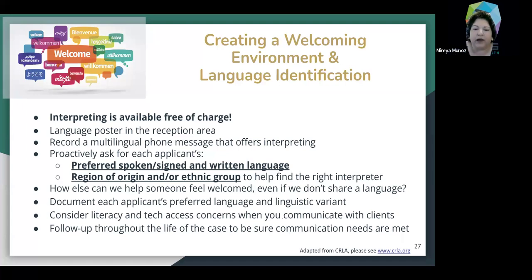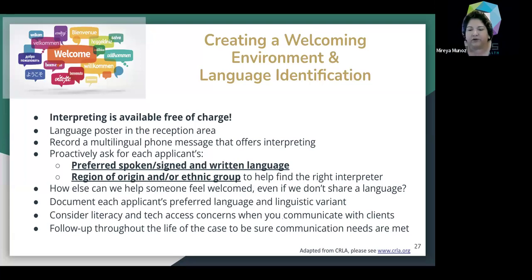That starts by making an environment that speaks to them, by providing signage and words that speak to them. By posting signage or posters in the lobbies where they enter, in their language, that tell them, hey, look, interpreting services are available to you in these languages. And most important of all, that they are available, like Dorina said earlier, free of charge.